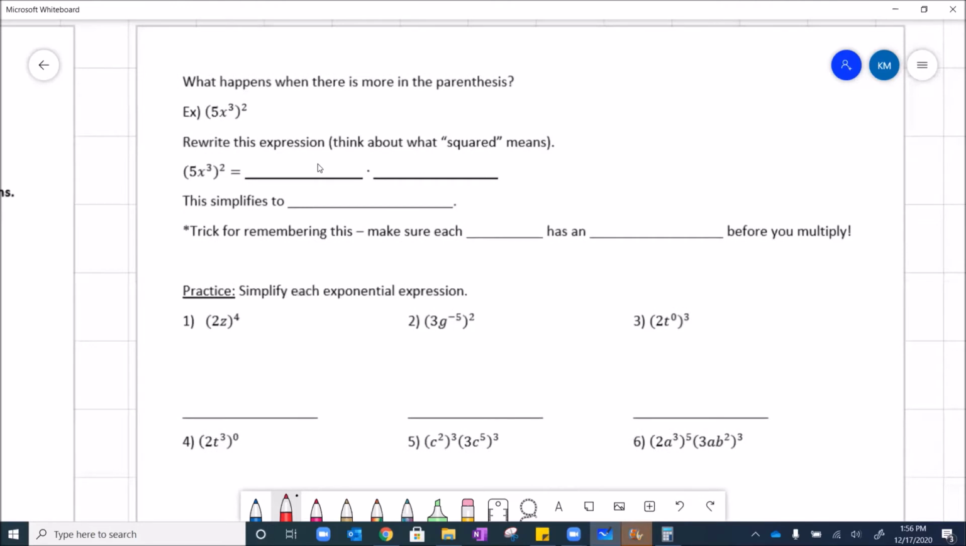This is what happens when there is more in the parentheses. So if we have 5x cubed, squared, let's see what that would mean for us. That would mean we'd have 5x cubed times 5x cubed. And so we've done these problems before, right? We organized it so that we said, okay, let's put our 5s together because we know they multiply. Let's put our x cubes together because we know we can multiply those. And that gives me 25x to the 6th.